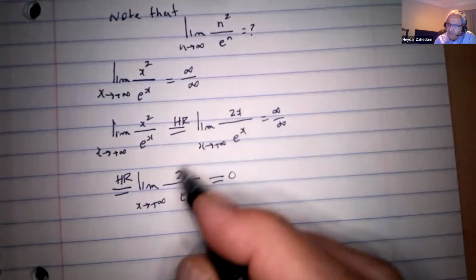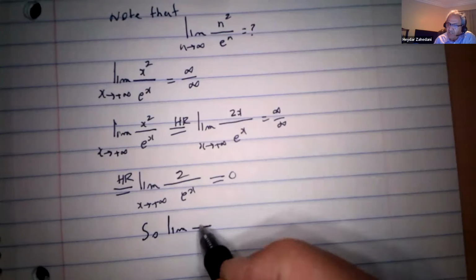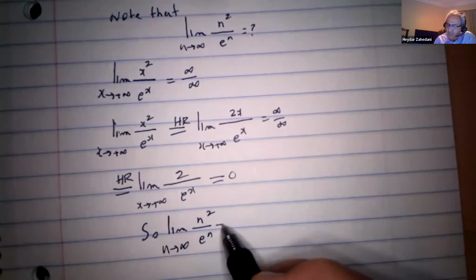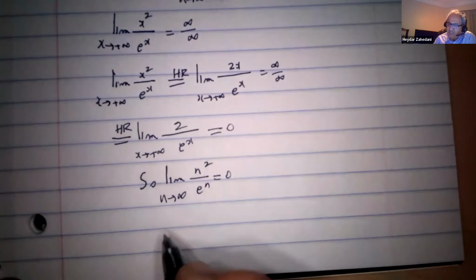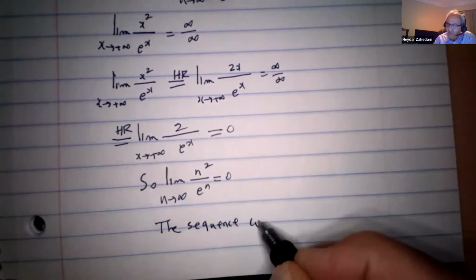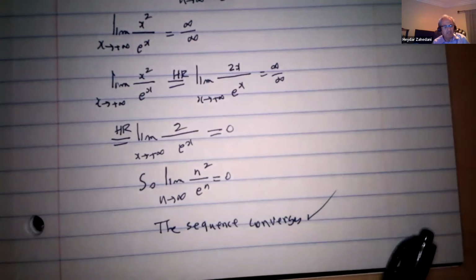So this means the limit of the original function, n squared over e to the n, when n goes to infinity is 0. So the sequence converges. Okay, so these are various techniques that we are going to use, and you better make a note and have them from now on. We are going to use them over and over to get these numbers done.